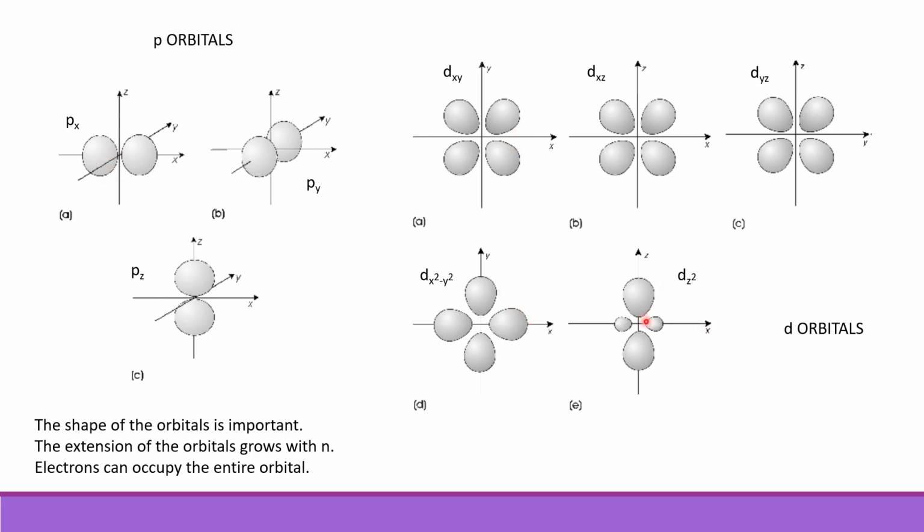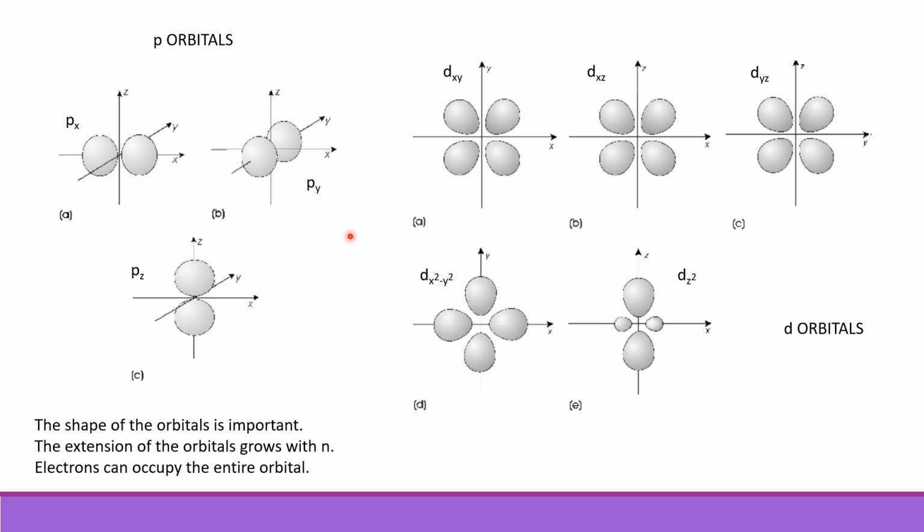Again, here you have the five different d orbitals. And of course, the extension of the orbitals grows with n. You have seen it in the former slide, where you have a small region for 1s, then bigger for 2s, and then bigger for 3s.